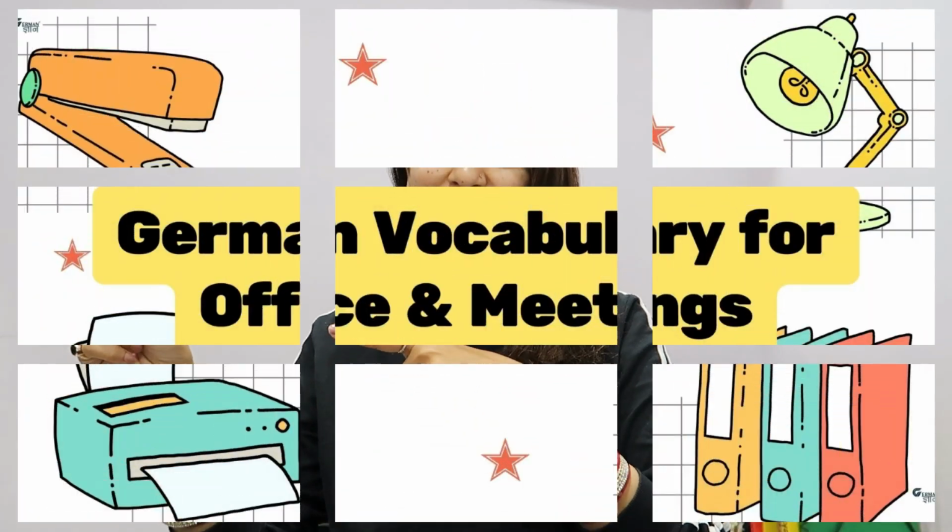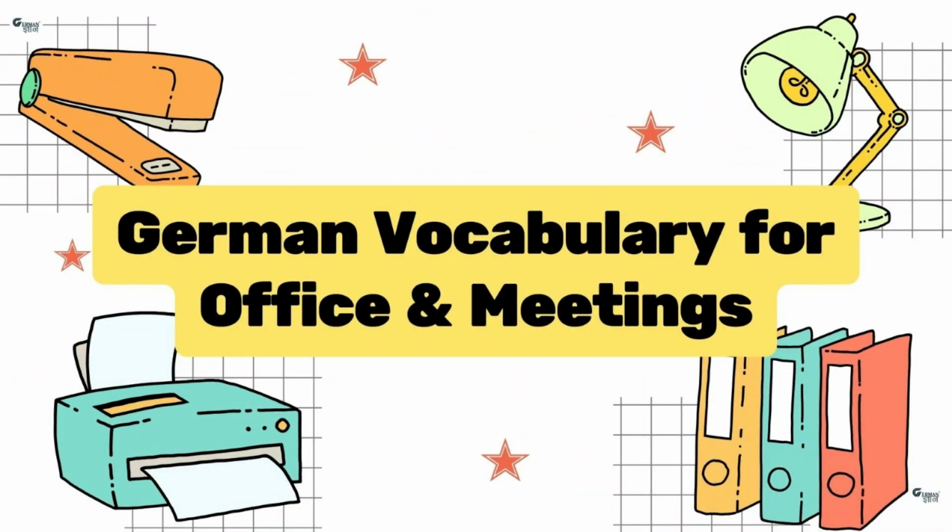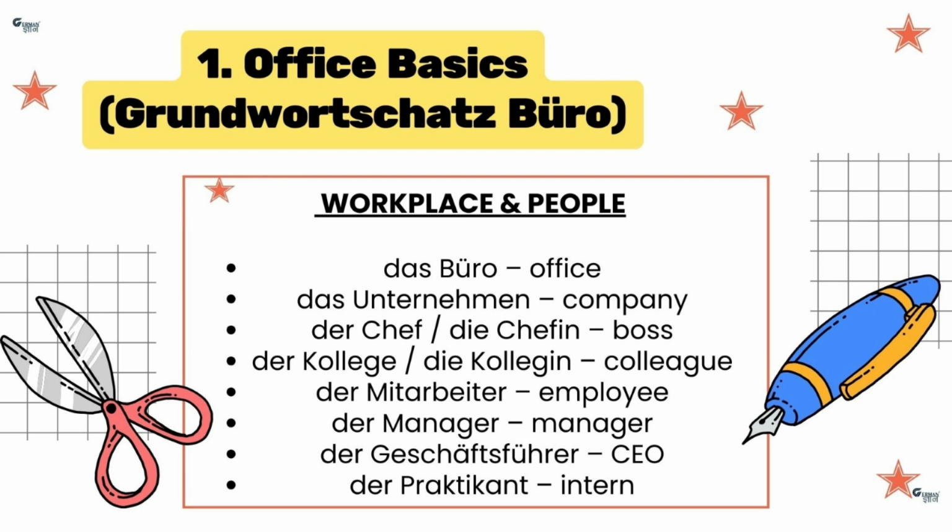Let's go. German vocabulary for office and meetings. Let's start with the basic office vocab, starting with workplace and people. So the first word is Das Büro, which means office.